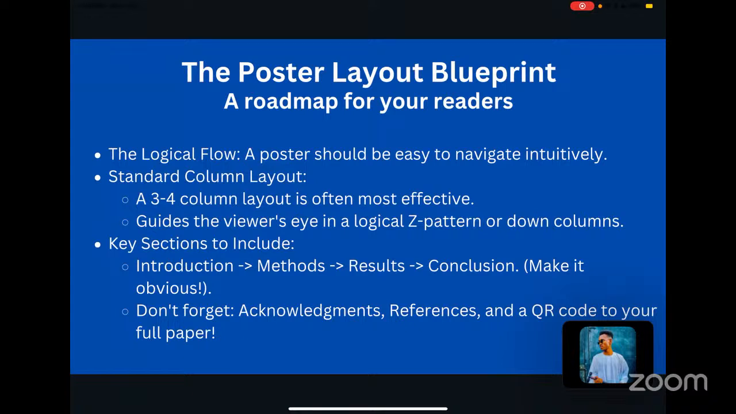The poster layout blueprint, a roadmap for your readers. The logical flow: a poster should be easy to navigate intuitively. Standard column layout. A 3 or 4 column layout is often most effective. It guides the viewer's eye in a logical Z pattern or down columns. The key sections to include: introduction, then methods, then results, then conclusion. Make it obvious. Don't forget acknowledgements and references and a QR code to your full paper. Next.